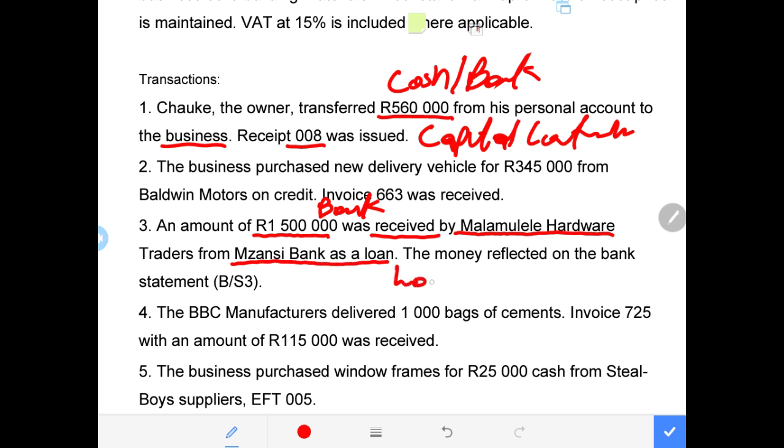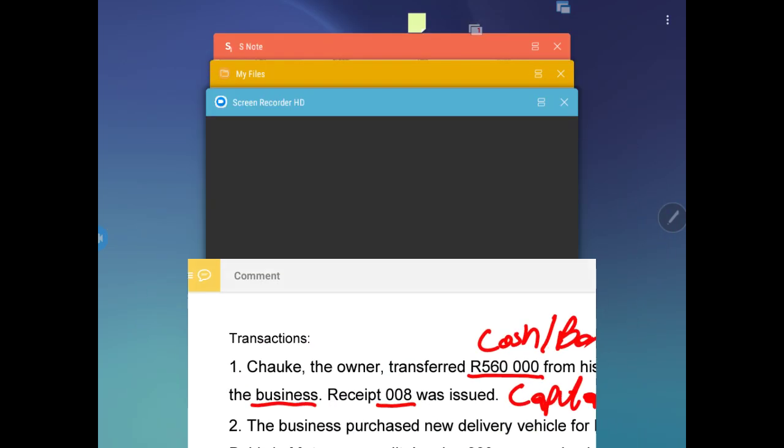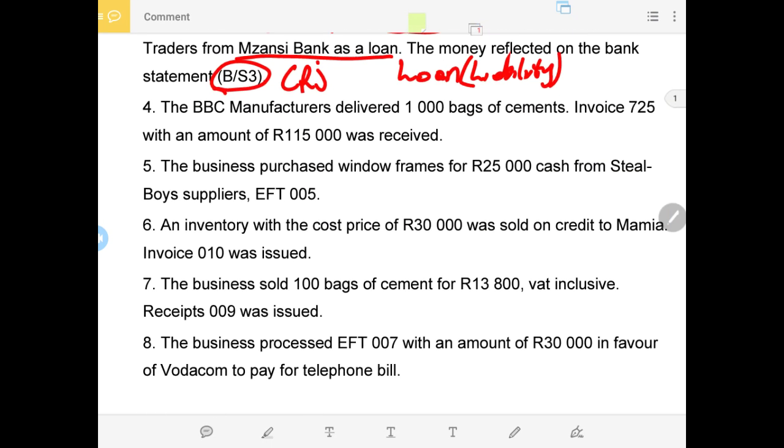So the other entry that we are recording is the loan. Remember, a loan is a liability, and liabilities increase on the credit side. The more loan we have, the more liability will be increasing on the credit side. And this reflects under bank statement number 3 as our source document. So now we have received, then this is a cash receipt journal transaction.